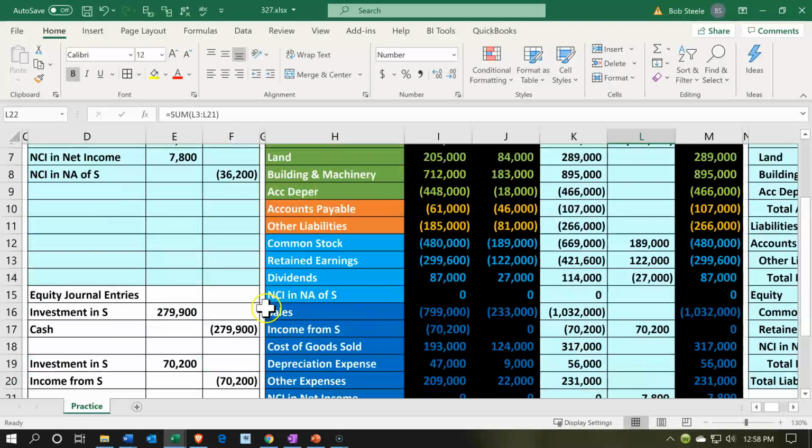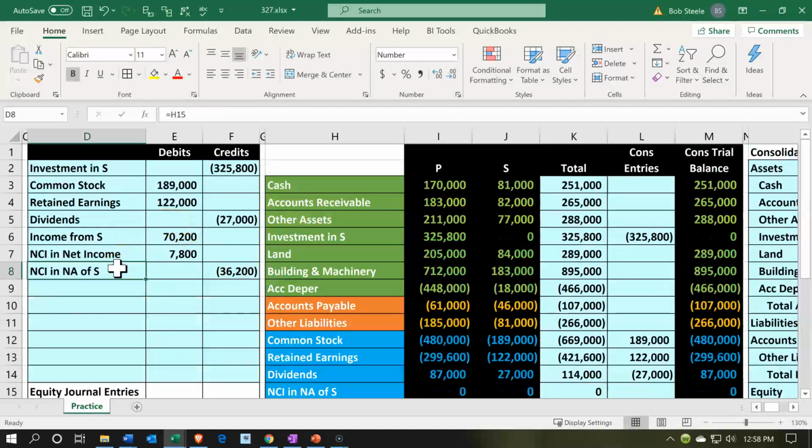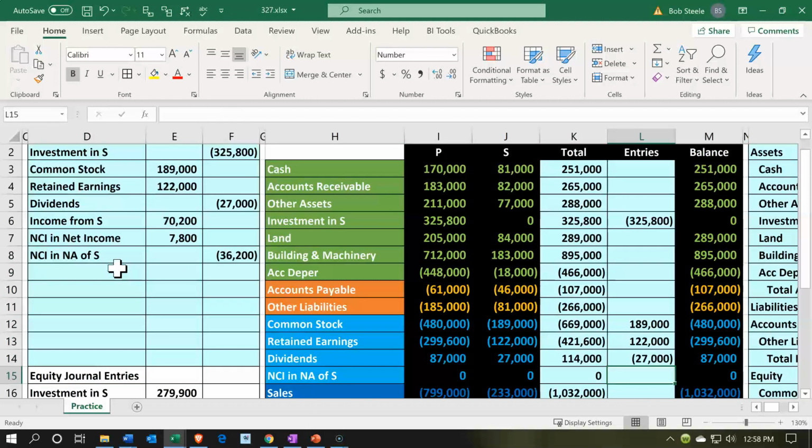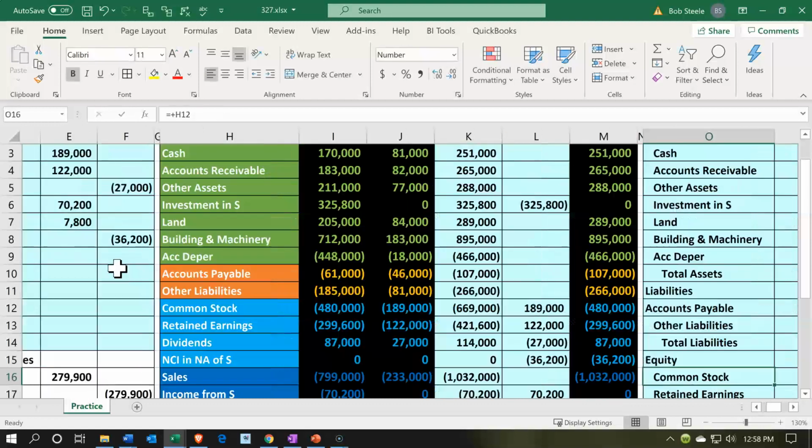And then we have the non-controlling interest in the net assets, which we're going to represent in the balance sheet. So that's going to be in L15 equals the non-controlling interest here. That's going to be the 36,002. So there we have it.